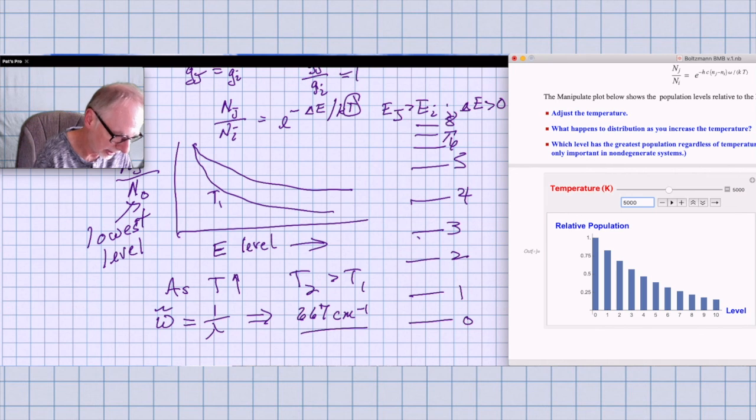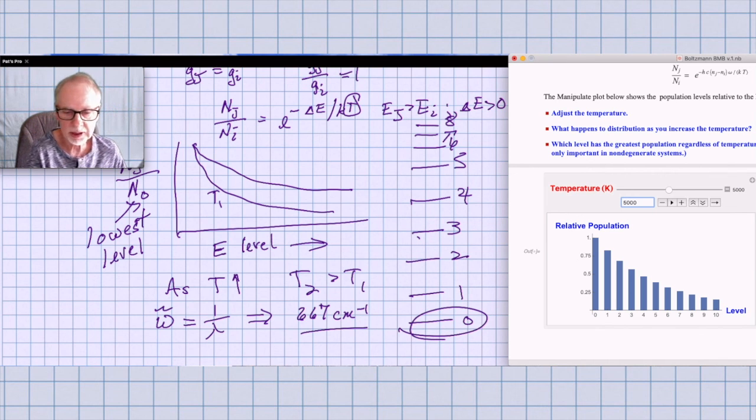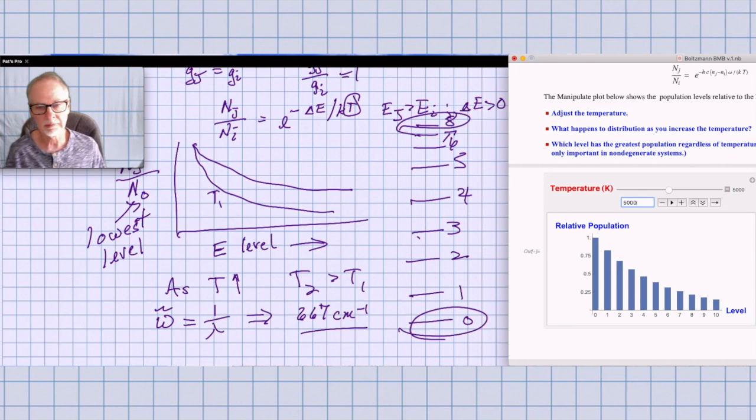So if I count the number of molecules in energy level 0 and the number of molecules in energy level 8 at 5,000 degrees, what I'm going to note is that the number in level 8 is roughly 25% of the number in level 0. We still have far more molecules in level 0, but the relative proportions are shifting to higher values as we increase the temperature. So that's what the Boltzmann distribution represents.